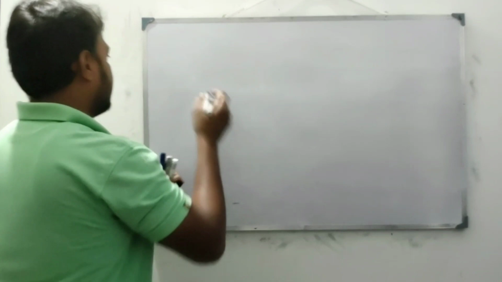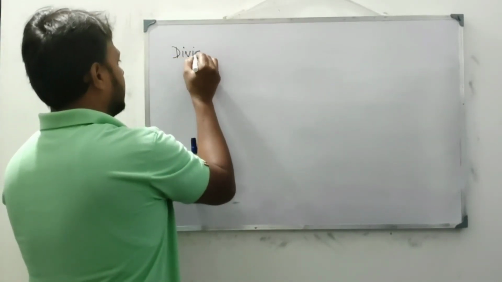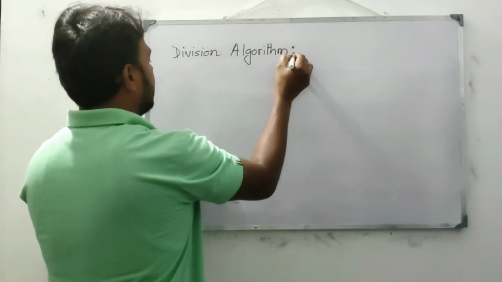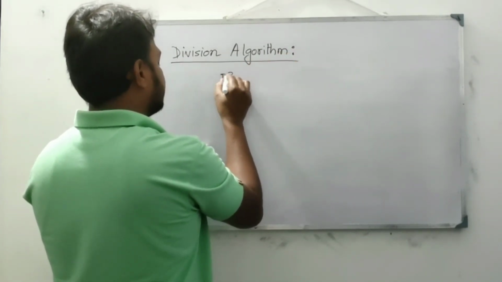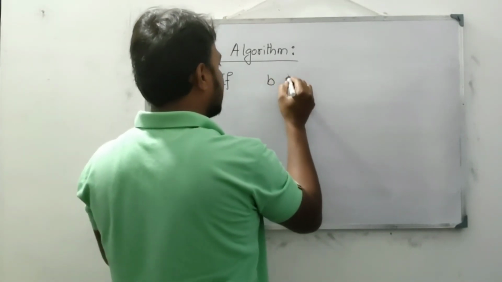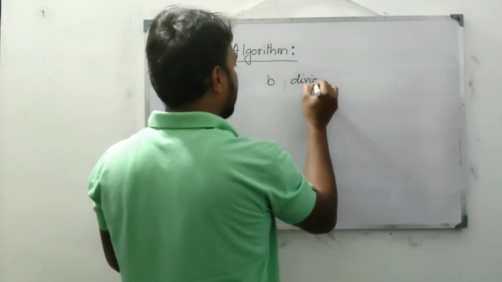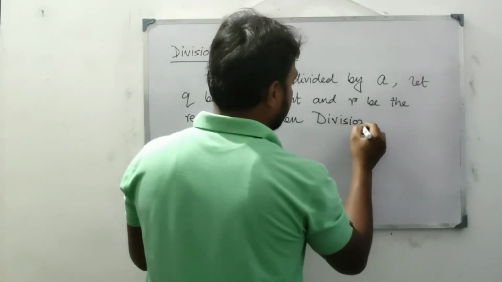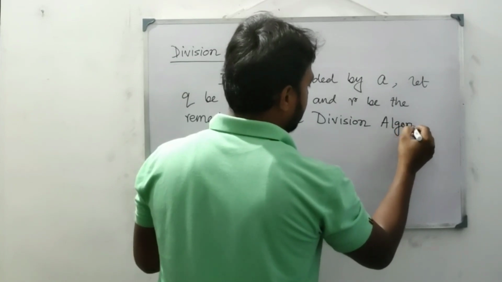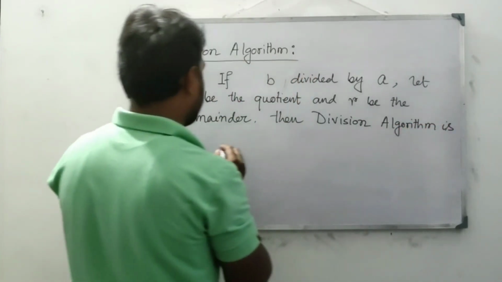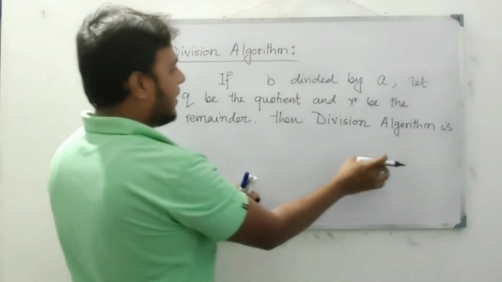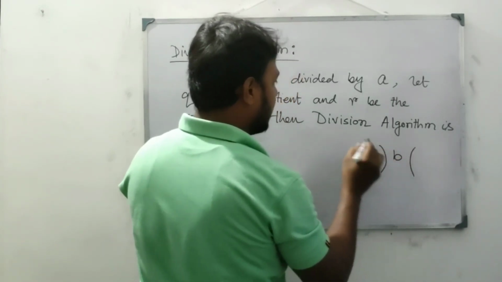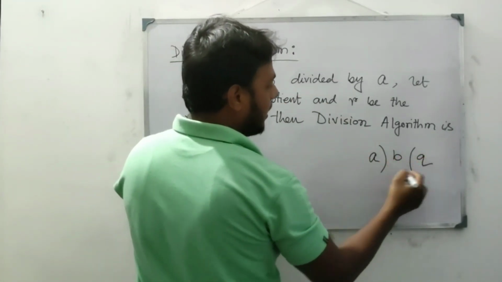Division algorithm. If B is divided by A, just to better understand, I am writing here that B divided by A, that means B is our dividend, A is our divisor, Q is the quotient and R is the remainder.